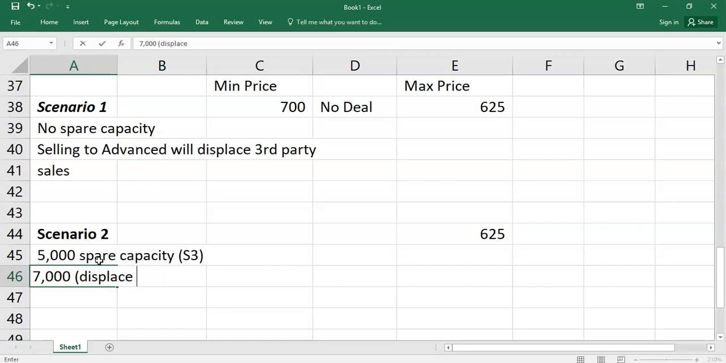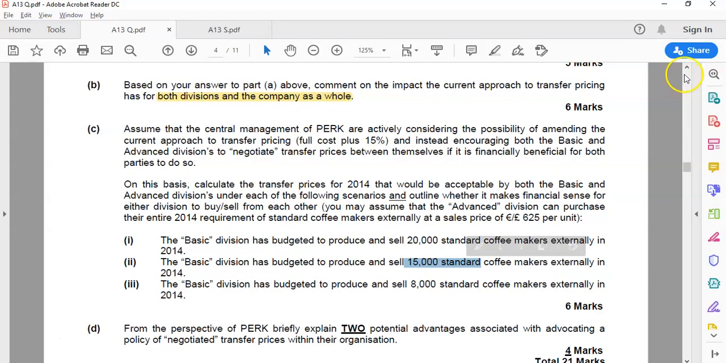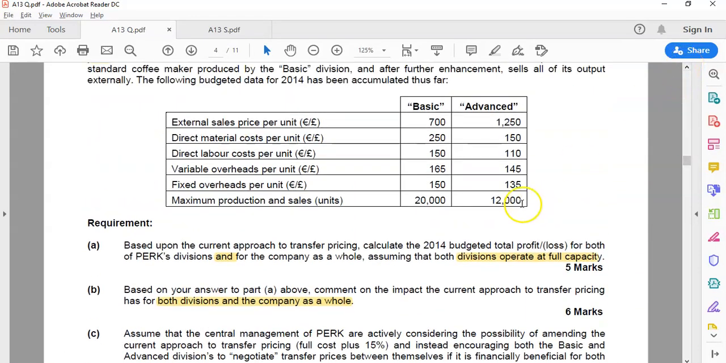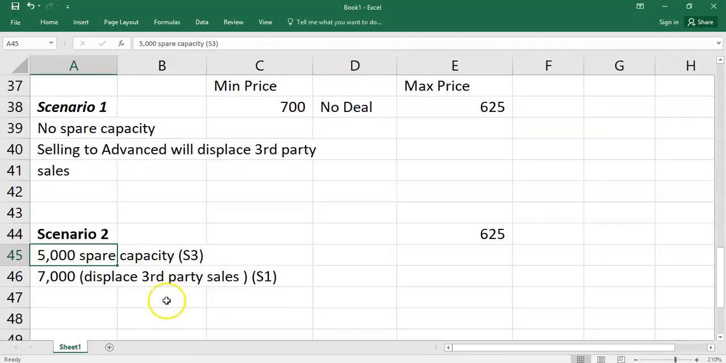displace third-party sales, which is like scenario 1. So you have a bit of a complication here. You have 5,000 spare capacity because you're only selling 15,000 externally and you have 20,000 capacity overall. The other 7,000, be careful, that comes from making up the full Advanced order. The Advanced order has to be 12,000 and that's where the 5 and the 7 come from. Now, some of you might have been smart and said, well, can't you split the order?